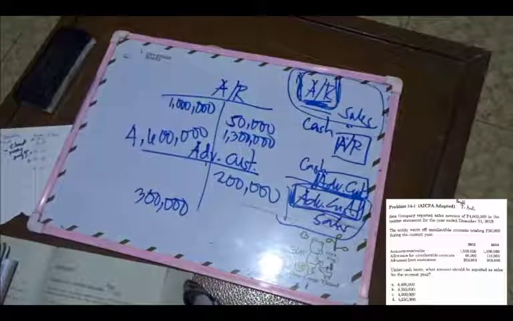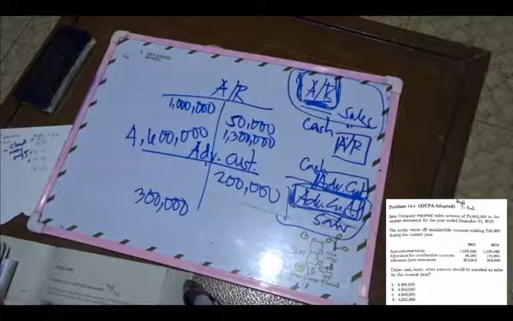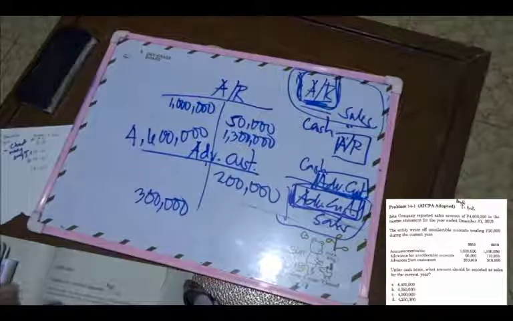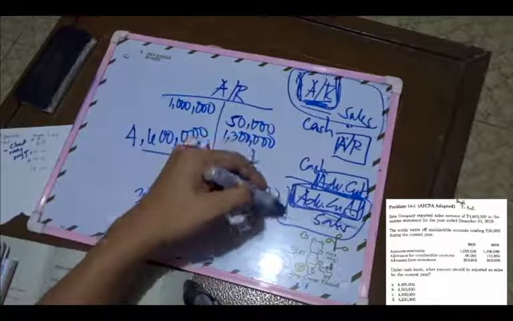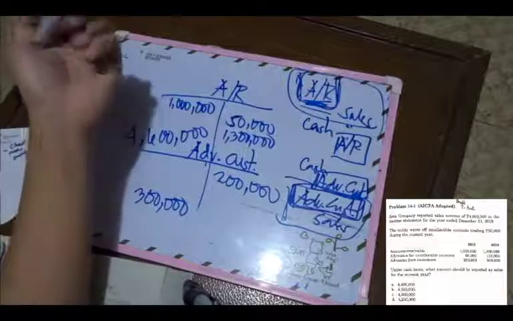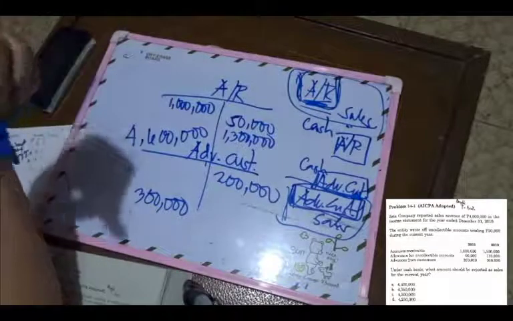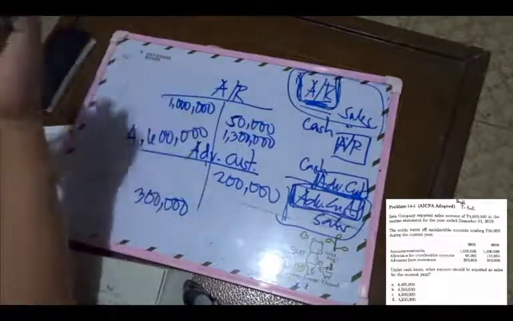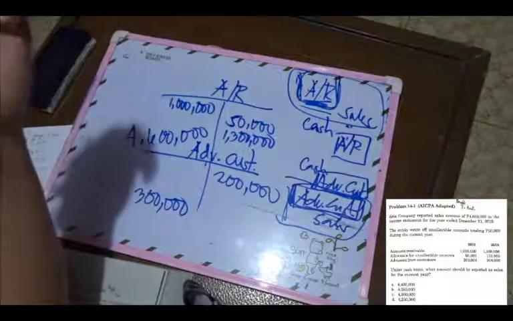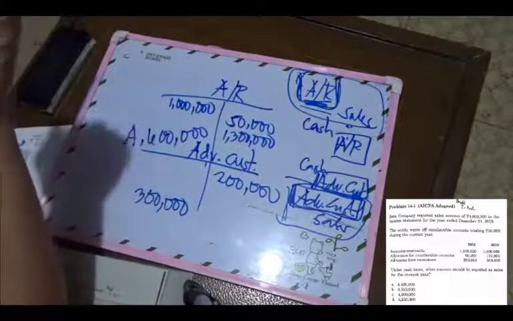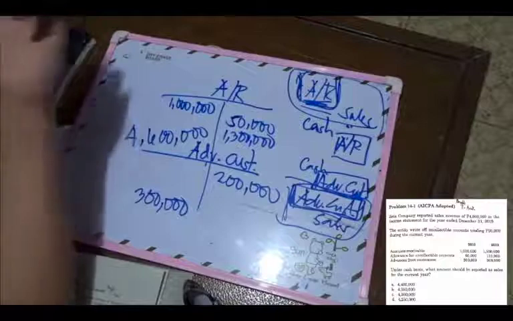The question is, under cash basis, what amount should be reported as sales revenue for the current year? So, sales revenue under the cash basis is equivalent to cash collection, because under cash basis of accounting, we record income or revenue when cash is received. So, it refers to cash collection.